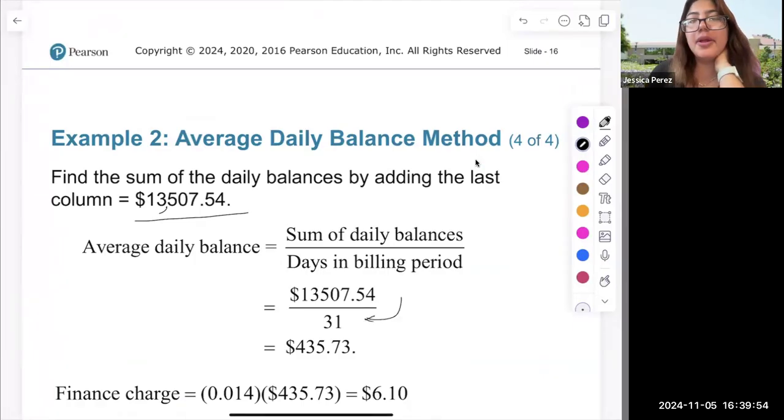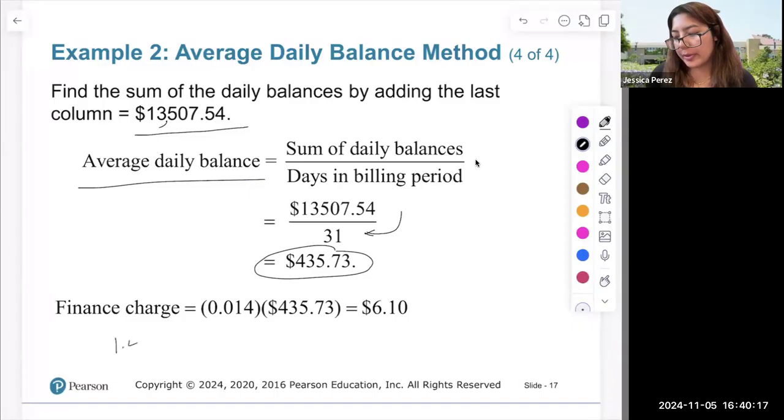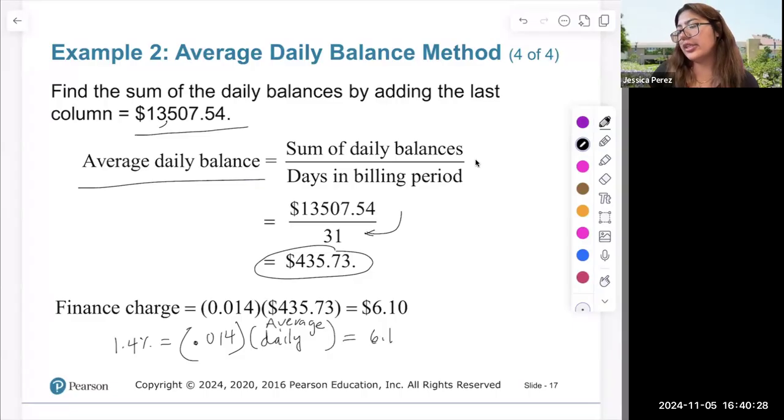If the billing period is a month with 31 days, like October, you divide by 31, and you're going to get $435.73. That's your average daily balance. But we know the lender charges 1.4%, which converts to 0.014 times your average daily balance. That's going to give you a total of $6.10 for the finance charge.